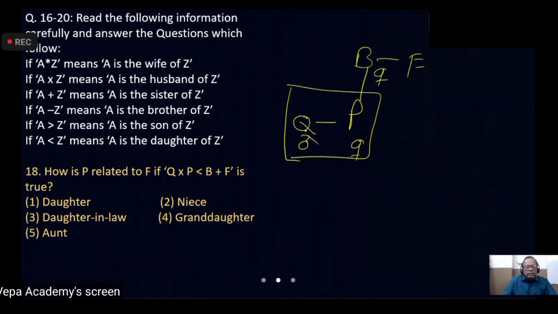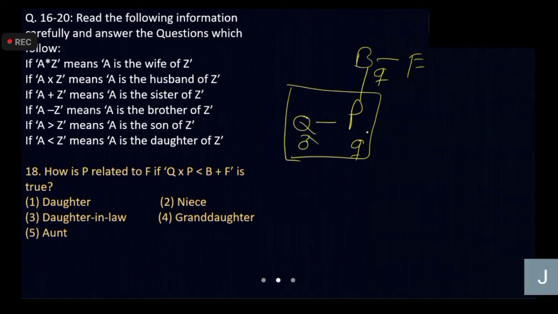Fine. Q into P. Into means what? Husband. Q is husband of P. So Q is male, P is female. So this is one couple. We kept them in a rectangle. Right. Next one. P less than B. Less than means P is daughter of B. So directly they are connected. So P is daughter. We already know it. She is female, daughter of.